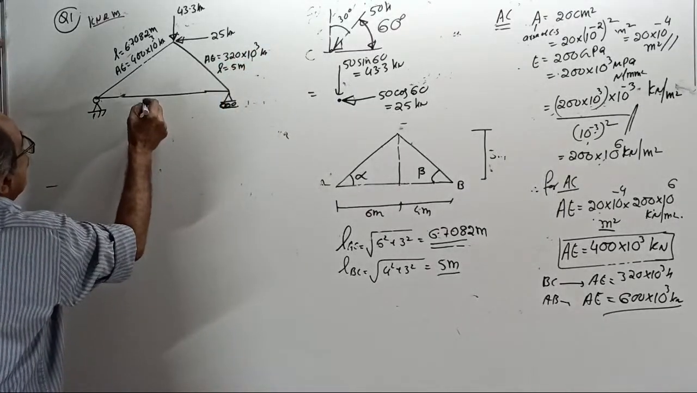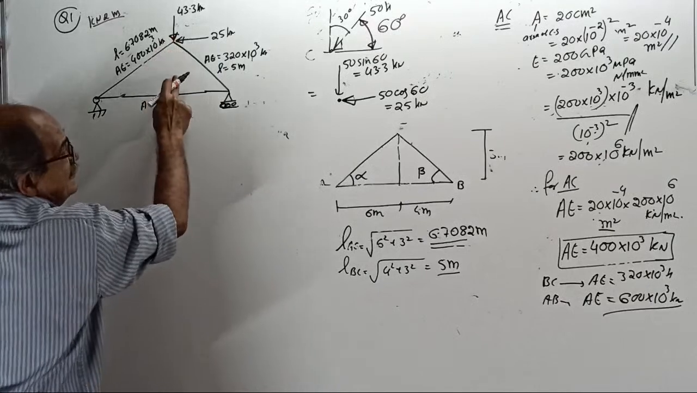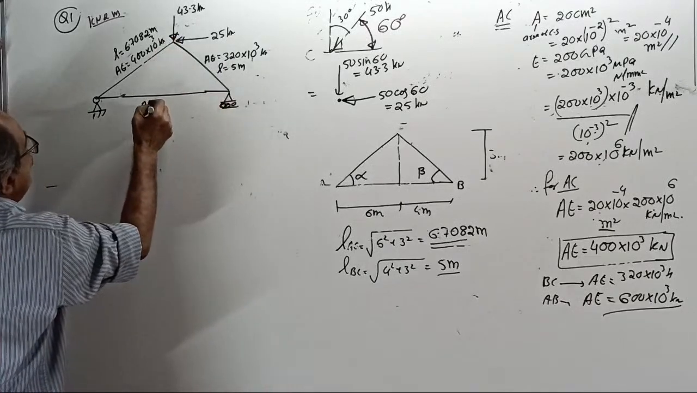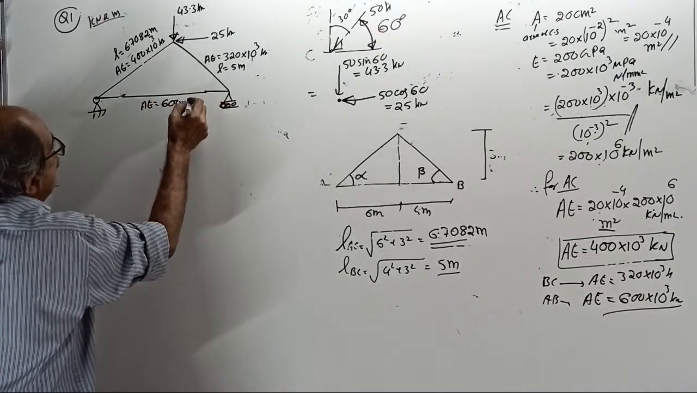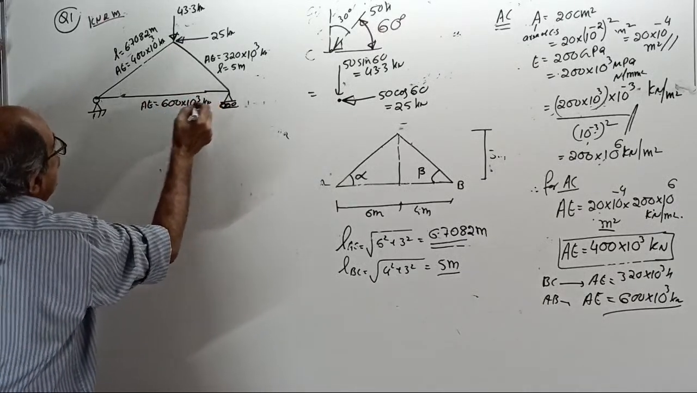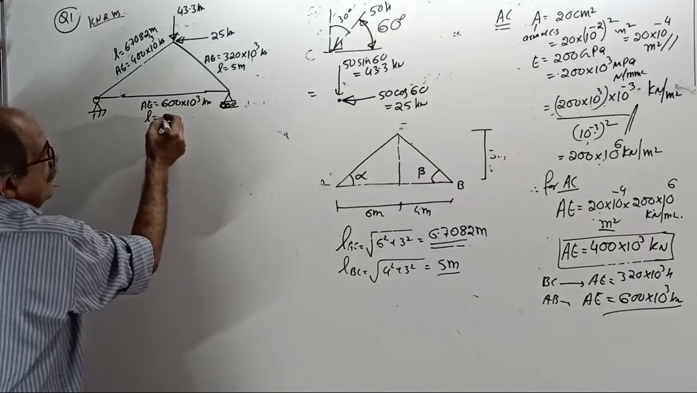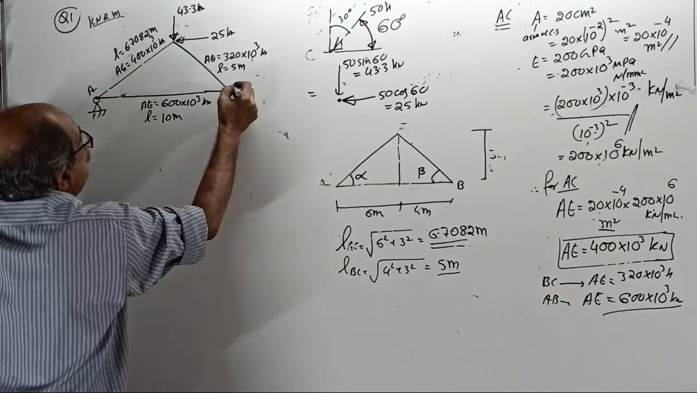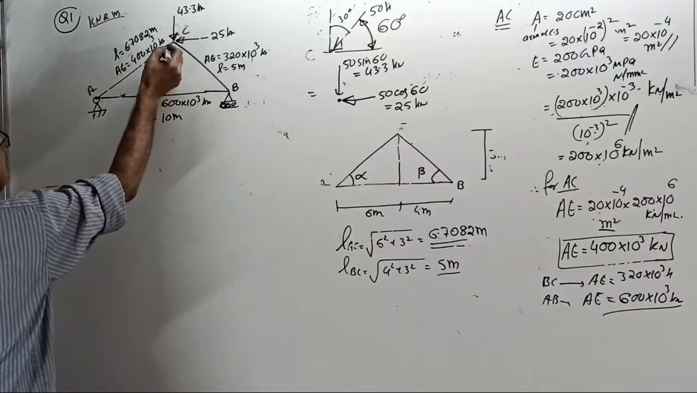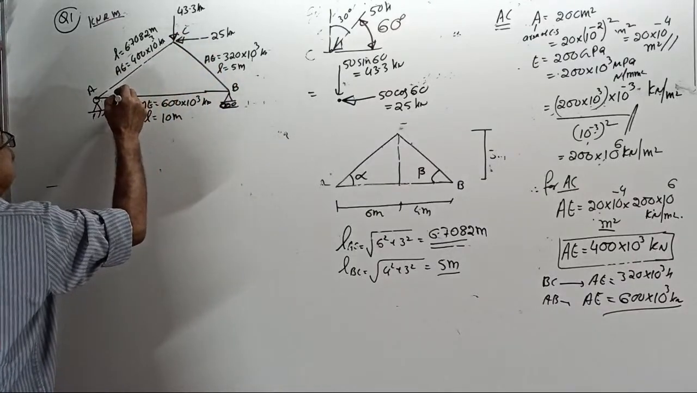For this member, now this line is not there. That construction line is not there now. AE equal to 600 × 10^3 kilonewton, and the length of that member is 10 meter. And this is A, this is B, this is C. There is one inclined member with the nearest horizontal.